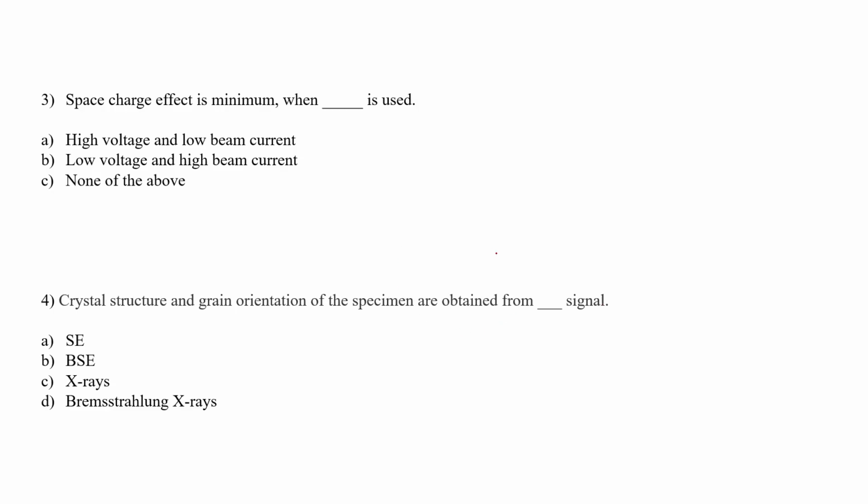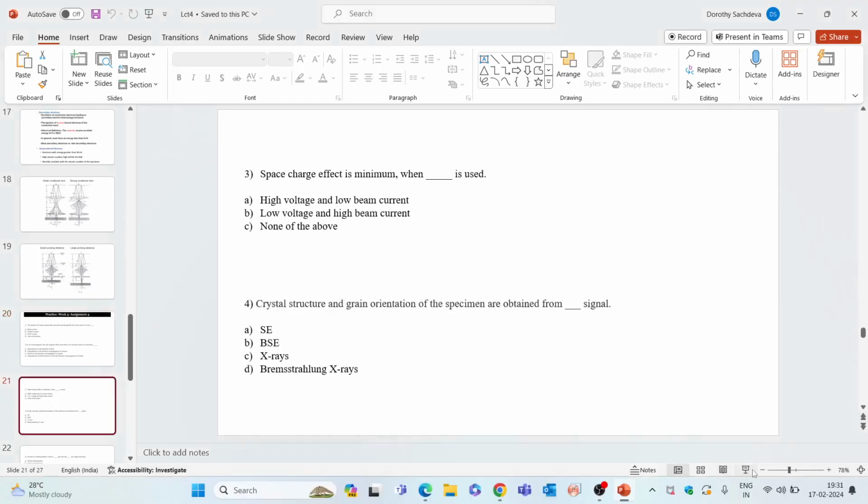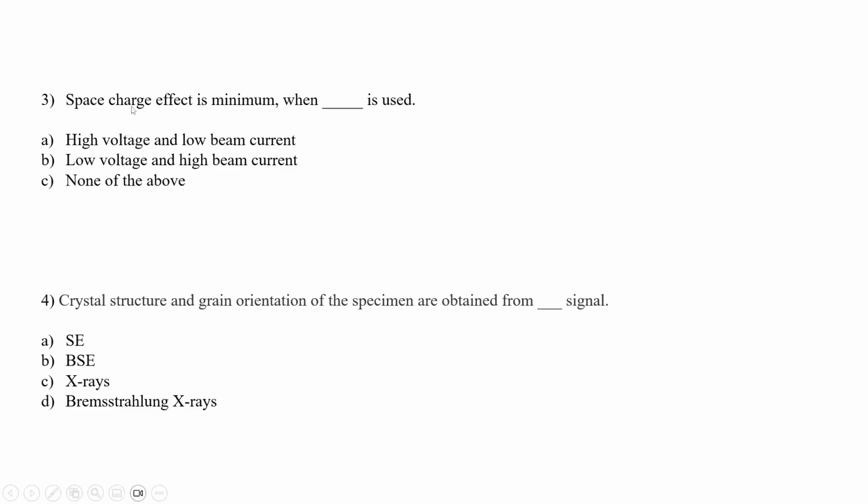Question number 3 says that the space charge effect is minimum when dash is used. The space charge effect is minimum when high voltage and low beam current are used. This you need to keep in mind: when high voltage and low beam current are used, then the space charge effect will be minimum.